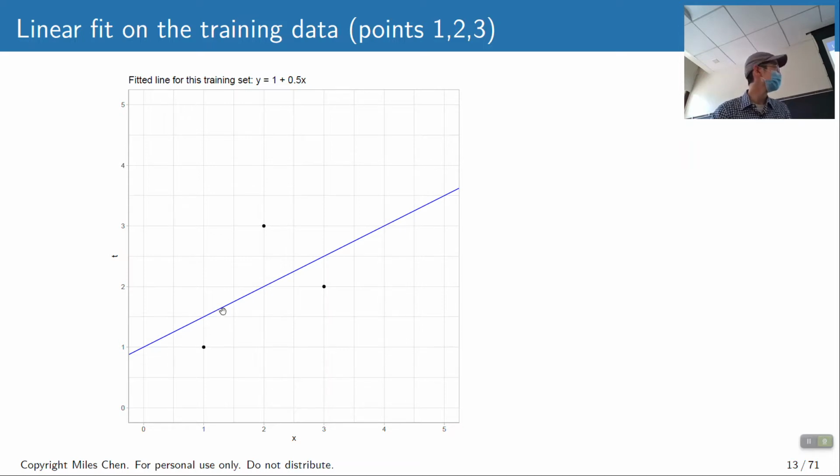Okay, and you could test it out and see if you get the same line if you do the process, but you will. Okay, so this is the line of best fit, and so the question is, how well does this line do at predicting the point I left out? The point I left out was at 4, 4.